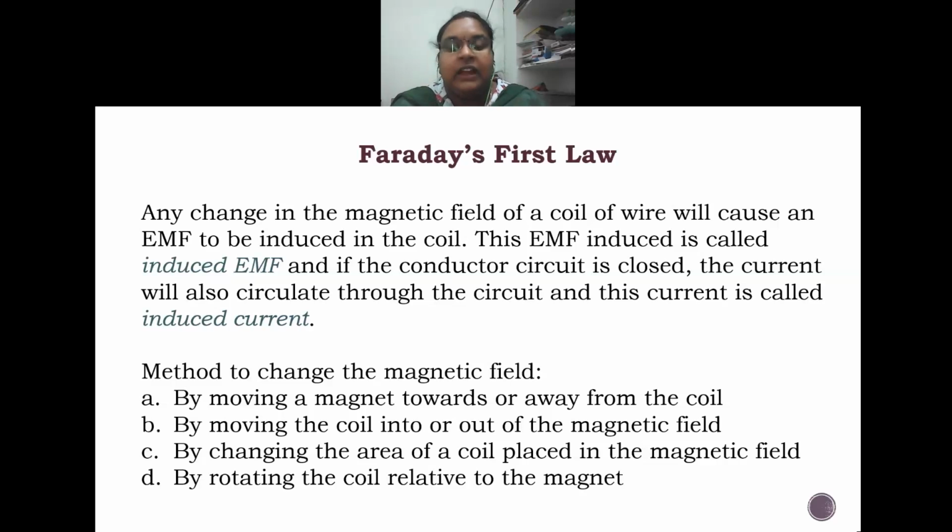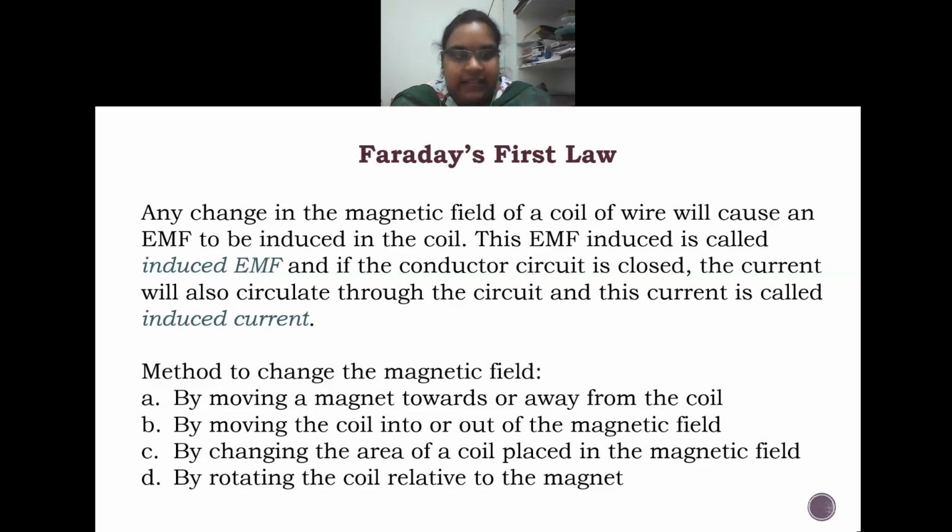He is saying that if there is a change in the magnetic field of the coil or wire, if we have a coil and the magnetic field of that coil is changed, then there will be an EMF induced in that coil. This EMF which is induced is called the induced EMF. And if the circuit is a closed loop, then there will be a current flowing through that circuit, which is called the induced current.